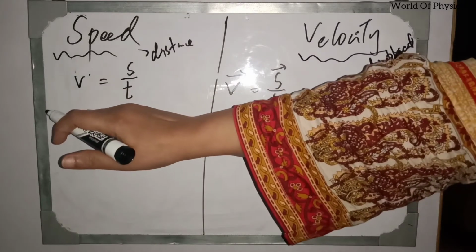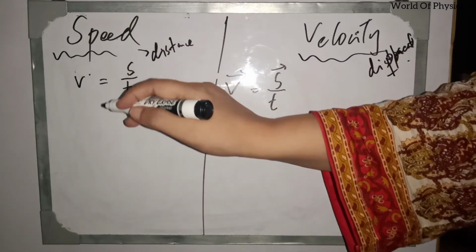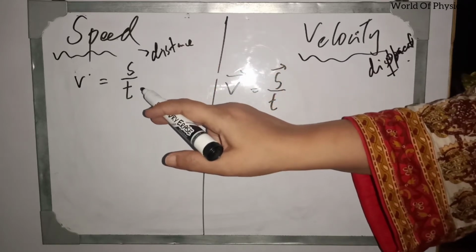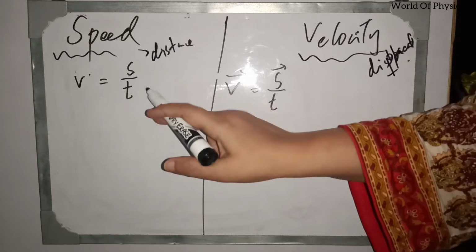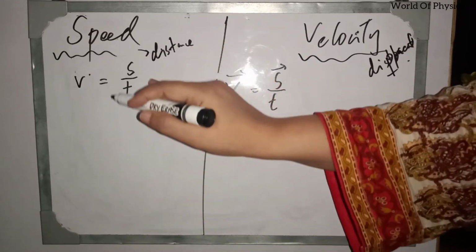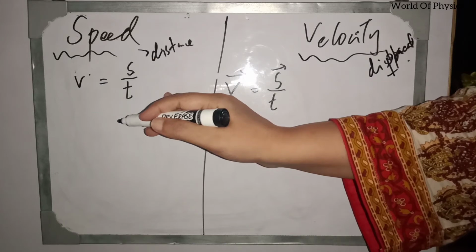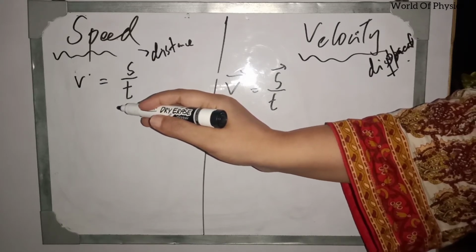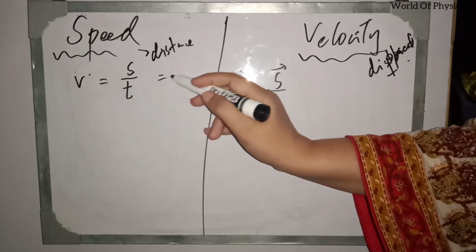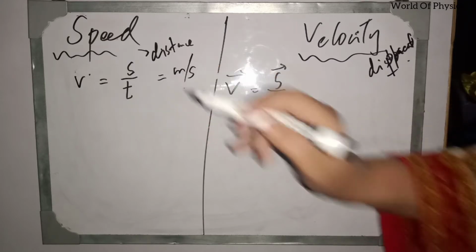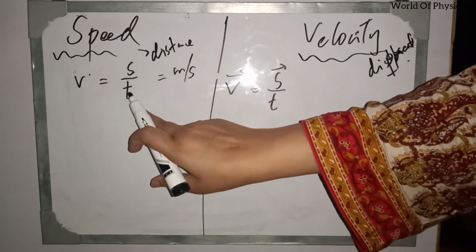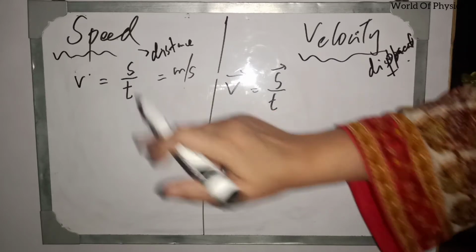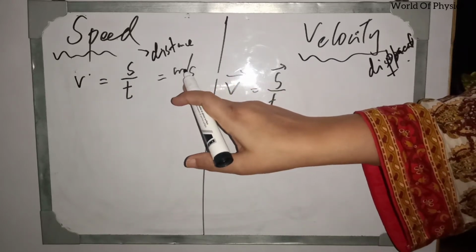So speed is defined as rate of change of distance, or we can say that measurement of distance covered with passage of time is called speed. Speed is a scalar quantity because it does not need direction for its explanation, and its unit is meter per second. Speed is defined as rate of change of distance. It is a scalar quantity and its unit is meter per second.